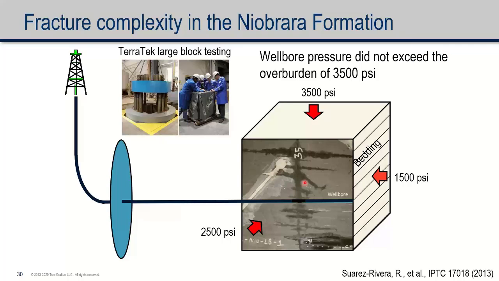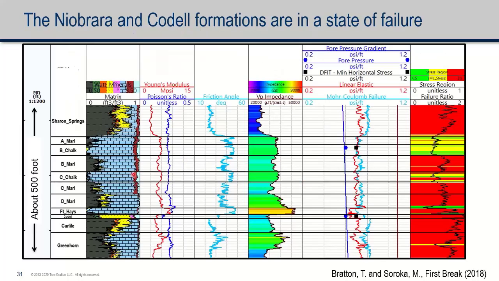in tension. We've seen this as well, and this is a paper I published in First Break, where we looked at the Niobrara Formation here in the Denver Basin and compared the overburden stress with the minimum stress. And this stress differential is just very, very large, especially compared to the high clay that you see like in the Sharon Springs.